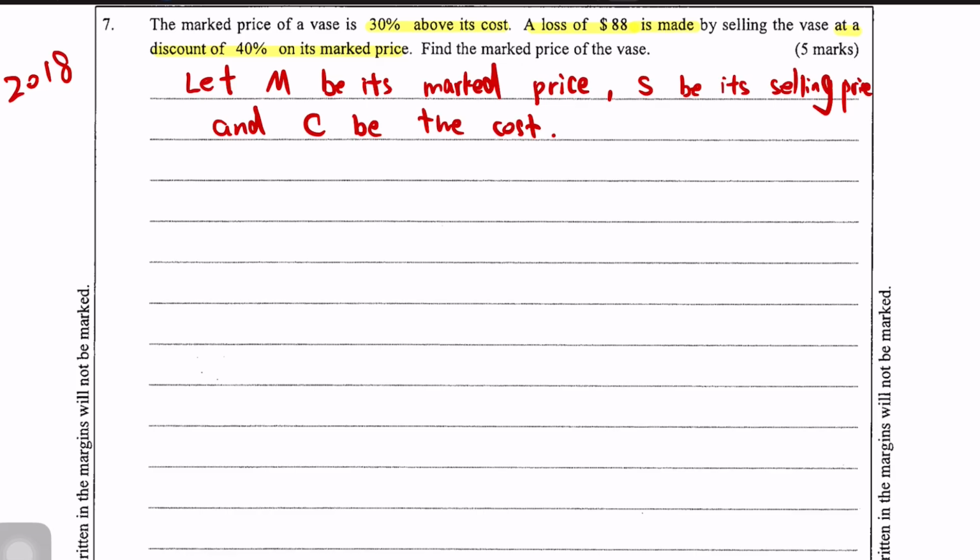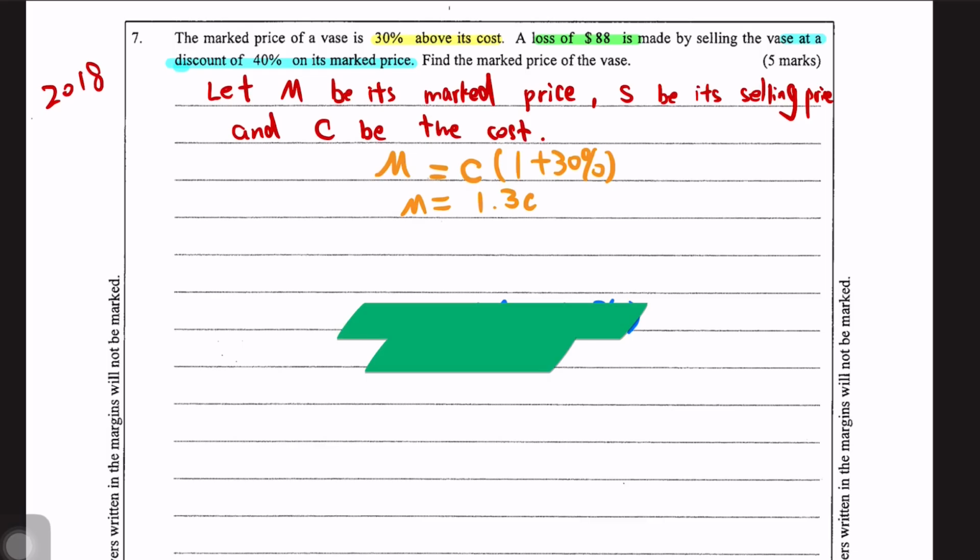Okay, 2018's question. You can see this year it gave 5 marks to this question. It means it's harder because usually it only gave you 4 marks. Okay, so let's read the question together. First sentence, it tells you that the mark price is 30% above its cost. And then we have a loss, so be aware of it. A loss. Loss means that the cost is larger than the selling price.